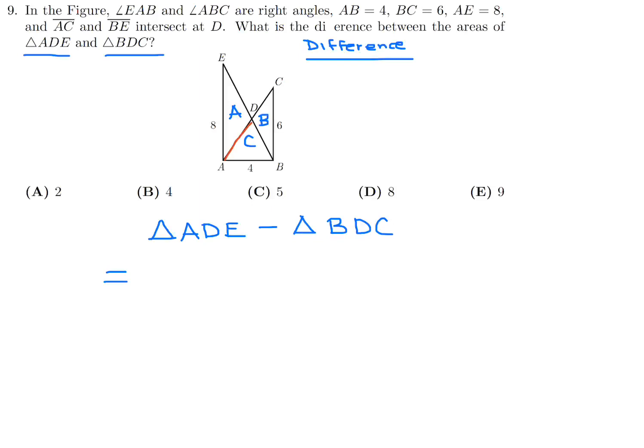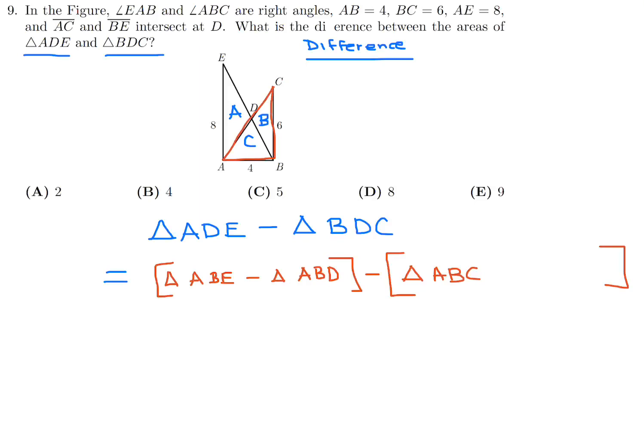ADE is right here, that triangle. But it is part of this bigger one, ABE. It's basically triangle ABE minus this guy here, C, like that. All right? And in a very similar way, triangle BDC, this guy right here, is basically triangle ABC, the big one, minus ABD.